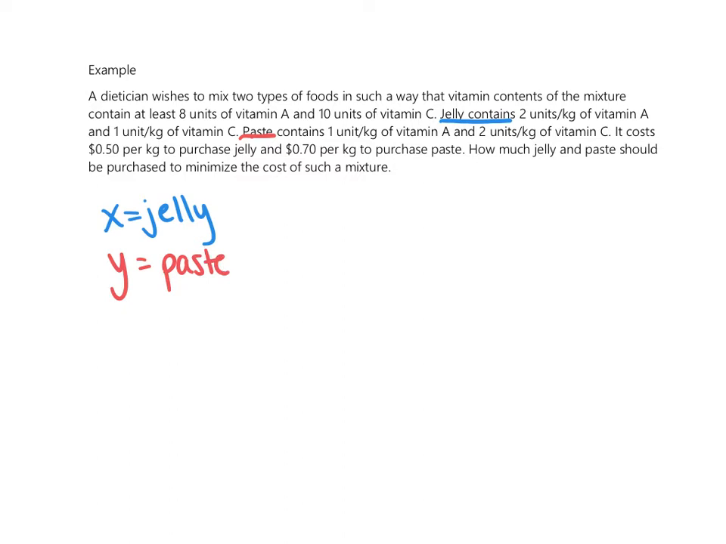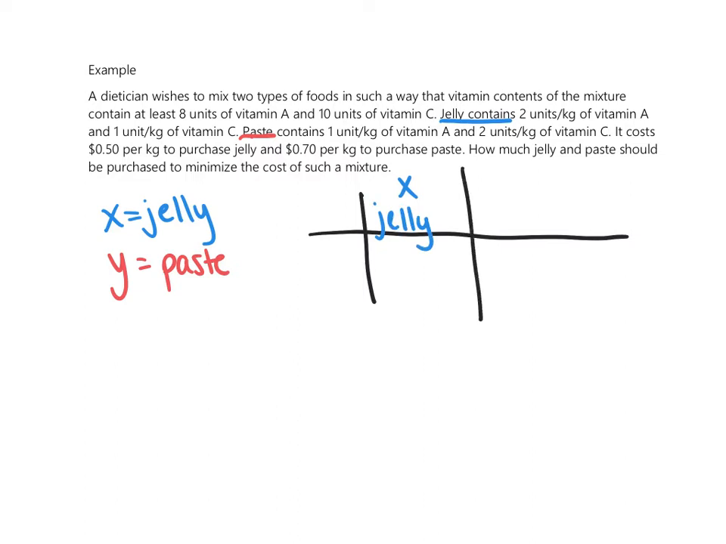And for this particular problem, I'm going to create a table. And I just want to show you a different way to look at it. So on this table, here's what I have. I'm going to put my two decision variables at the top. So I know x is jelly. And I know y is paste. And they have to have restrictions, so those will be my totals in the end. And then the two constraints that I'm constraining are going to be your vitamin A and your vitamin C.